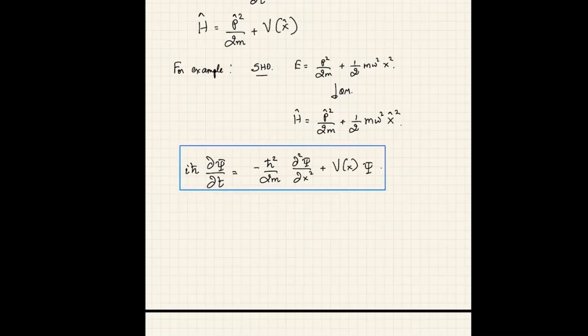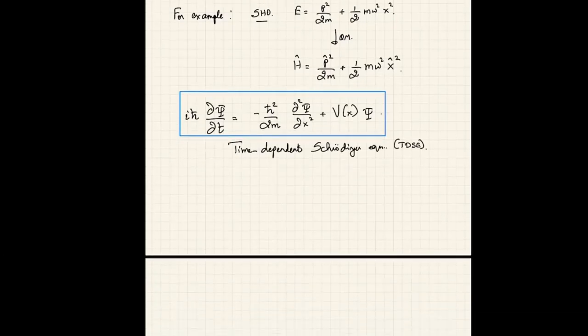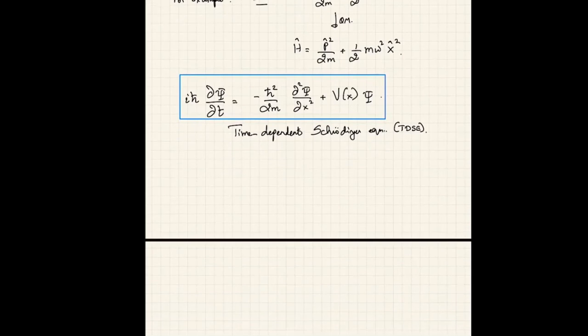And this equation is known as the time-dependent Schrodinger equation, TDSE. So our job is to find out solutions of this equation to understand how the wave function of any quantum system changes with time.